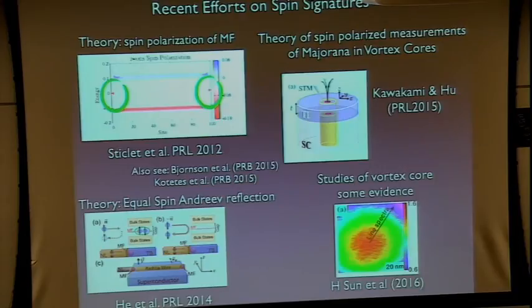And there is a theoretical work looking at, remember, another way to make Majoranas is this Fu-Kane platform with topological insulator superconductivity and creating Majoranas in the vortex core. And there is actually a very recent paper which looks at spin polarized tunneling into the end of these cores, claiming that there is some spin contrast.